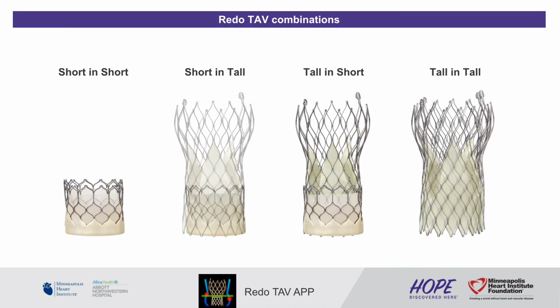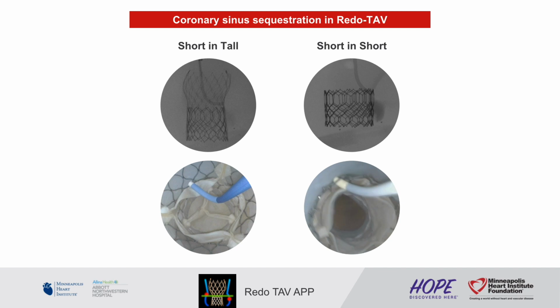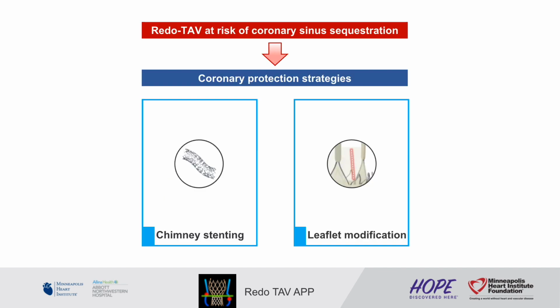Redo TAV encompasses multiple valve combinations with different neoskirt height. In some patients, redo TAV carries a risk of coronary obstruction due to sinus sequestration, which can have dramatic consequences. Therefore, coronary protection strategies have been developed to prevent sinus sequestration. This video will discuss chimney stenting.